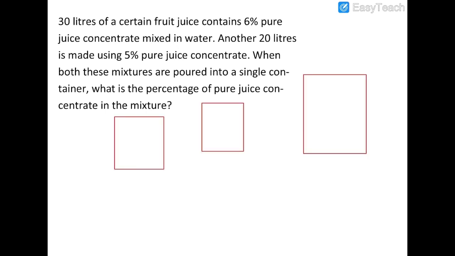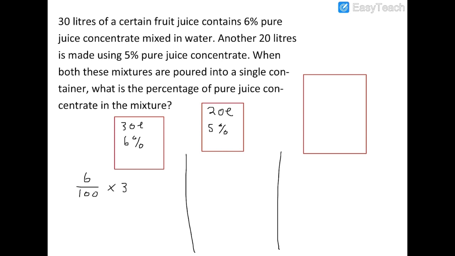Okay, so we have the first container, which is 30 liters and contains 6% of pure juice concentrate. The next container, which is 20 liters, contains 5% pure juice concentrate. Now we want to calculate how much pure juice is in each of these containers. For this, we know 6% means 6 over 100 multiplied by 30.